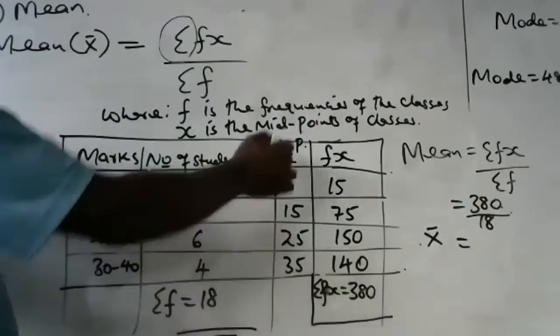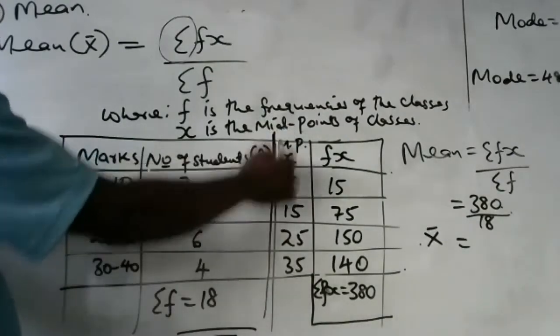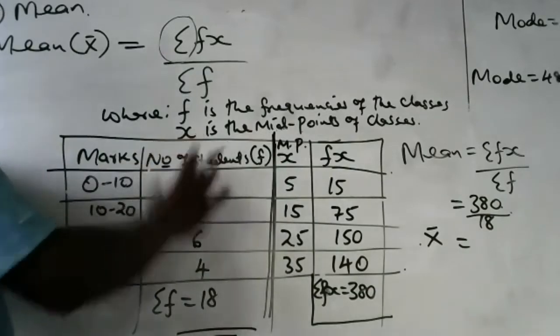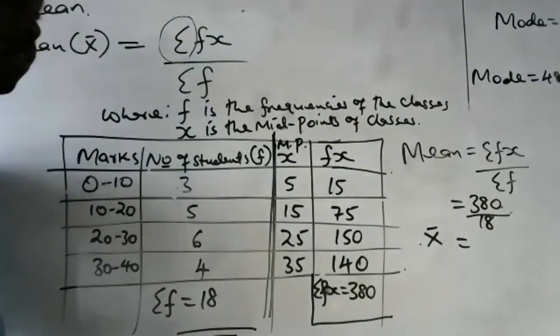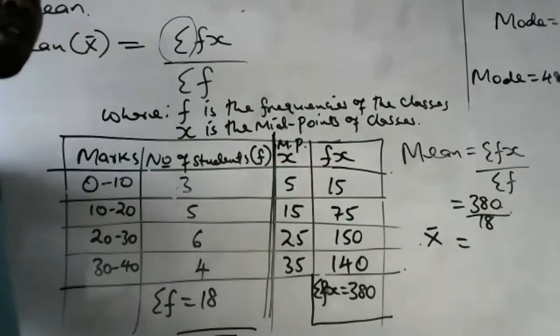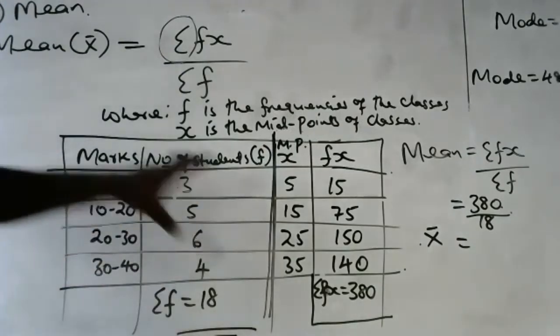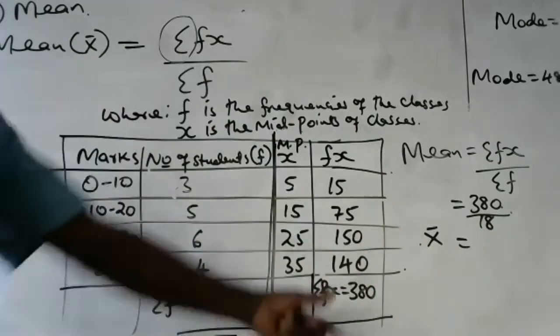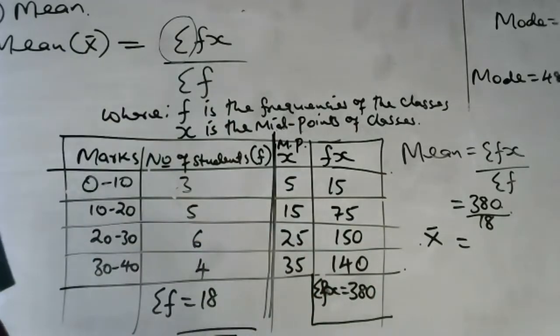Always in your exam, you will be given the table up to this point. You will be given the classes and the frequencies. That is what will be provided. For x and fx, you are the ones to create them. You copy the table as given, then you add these two columns yourself for you to be able to get the mean.